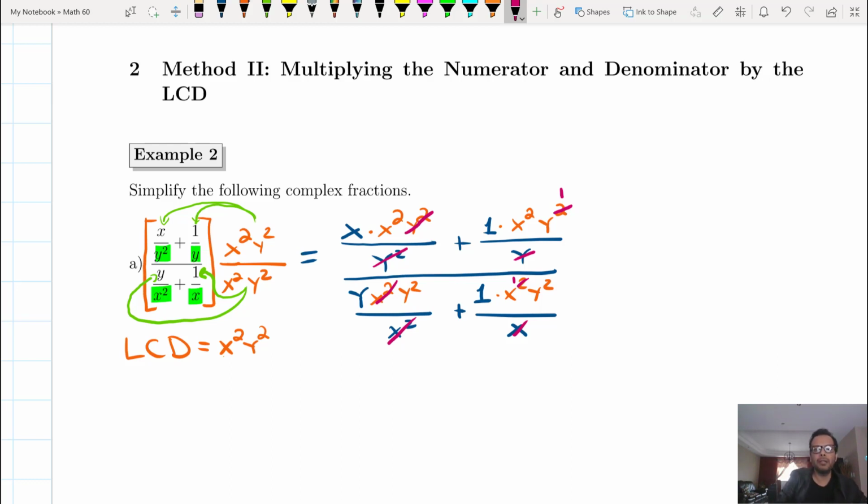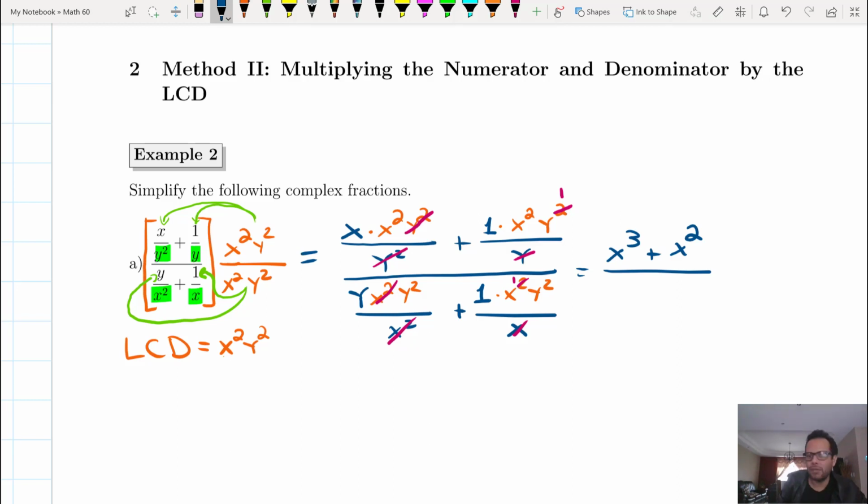Now, what are we going to be left with? Notice we are going to have the quantity x times x squared. When we multiply the two quantities together, we basically add the exponents. So x times x squared is going to give us x cubed, plus 1 times x squared, that's just going to be x squared. Notice I'm not writing any denominators here, because the denominators in each individual fraction, they're gone.